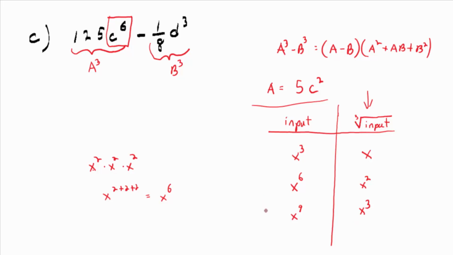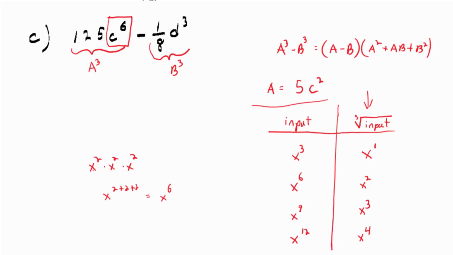One more. x to the 12th, if you had to guess, what would the cubed root of x to the 12th be? x to the 4th, for the same reasoning. Because if you multiplied x to the 4th times x to the 4th times x to the 4th, you get x to the 12th. So what's the pattern here to go from something that's a perfect cube to its cubed root, the number you would cube to get that something? What do you do to the exponent?